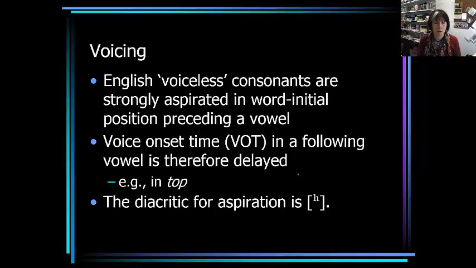Voice onset time, which is the time between the release of the consonant and the start of the vowel in a following vowel, is therefore delayed. For example, in the word top, there's a burst of aspiration. After I say the t sound, you can feel a strong burst of air in this accent, and the diacritic for showing that is a raised h. I'll show you what that looks like in transcription in a moment.